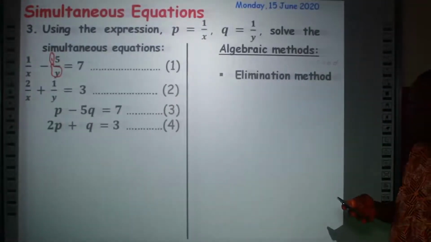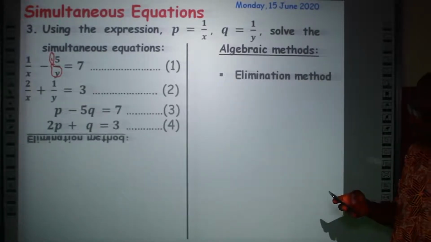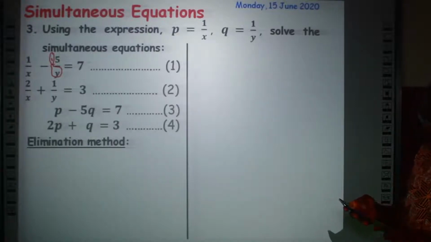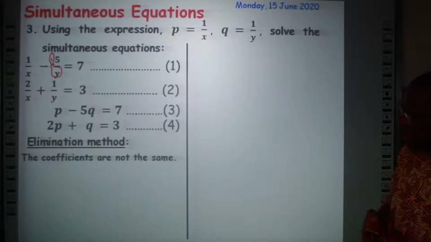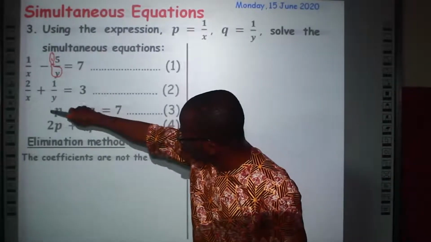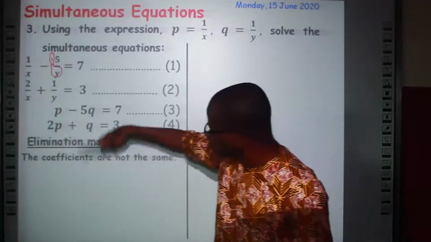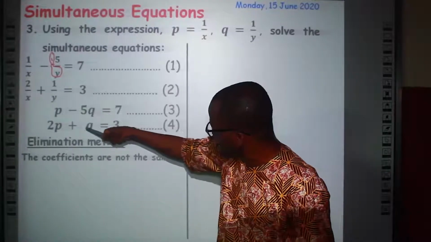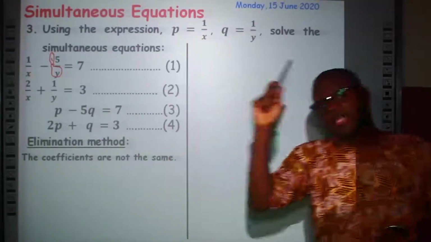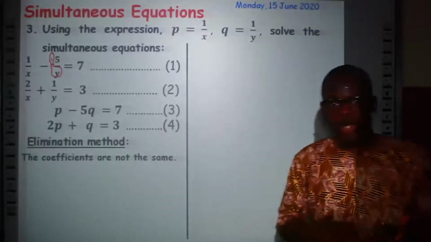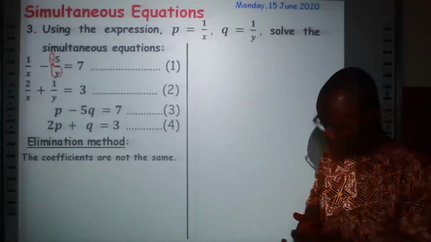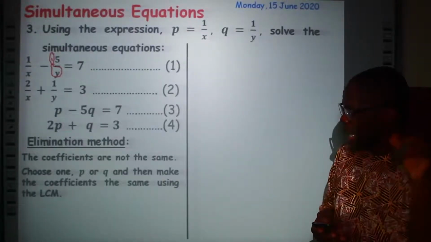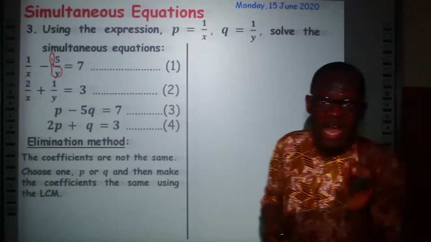And I'm going to show you the steps we'll follow, just like we followed before now in the previous examples. Again, we check to be sure that the coefficients are the same. Well, obviously the coefficients are not. The coefficient of P there is 1, the coefficient of P there is 2, not the same. The coefficient of Q there is 5, well if you take the sign, minus 5, and the coefficient of Q there is plus 1, again not the same. So the idea is for you to always make the coefficient the same in the two equations. So again, you choose one, the choice is yours. You either go for P or Q and make the coefficient the same by using the LCM.